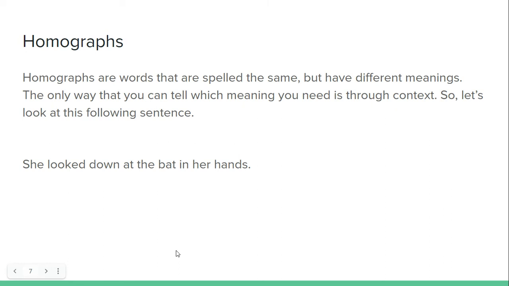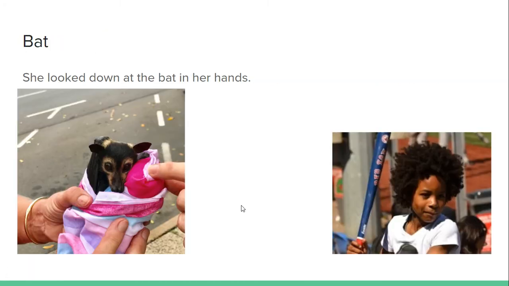So when I think about bat, I immediately think of two different things. Either A, the flying animal thing that's kind of like a rat, but it flies, or a baseball bat, right? So she looked down at the bat in her hands. Well, actually, this could go either way, right? She could be holding a bat in her hands. Maybe she's a vet or works with animals, or she could be holding a baseball bat in her hands. So we're still not really sure. This sentence doesn't have enough context.